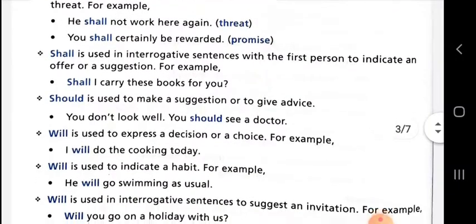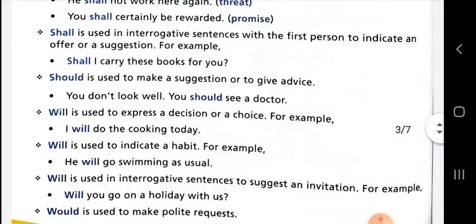Will is used to express a decision or a choice. For example, I will do the cooking today. So it is used to express a decision or a choice. Will is used to indicate a habit. If you are going to indicate any habit, then you can use will. He will go swimming as usual.